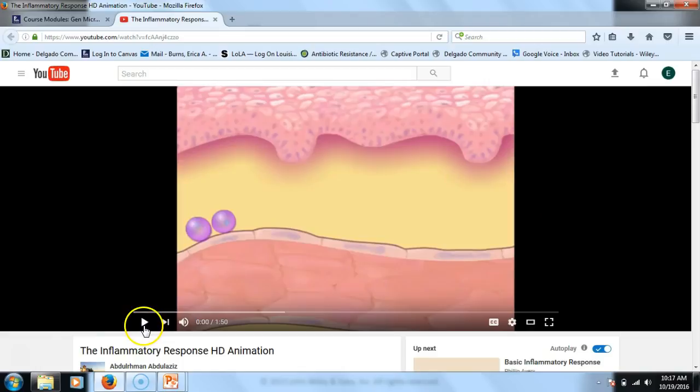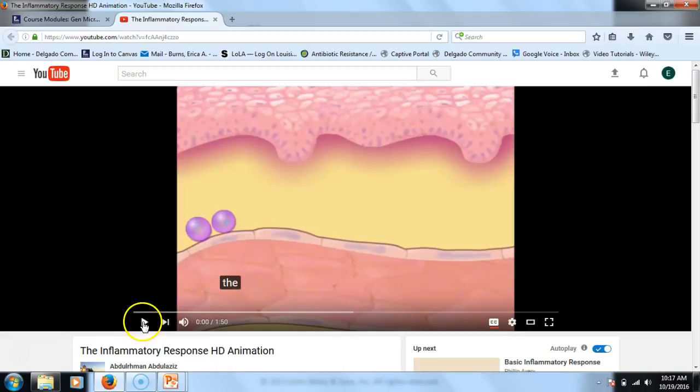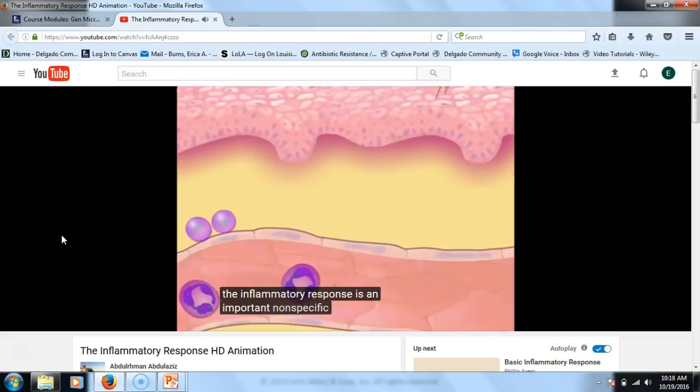So let's see. Yes, but not all the words are exactly correct, but they are pretty close. So I'll turn it on. This is open caption, right? Why is it so low?